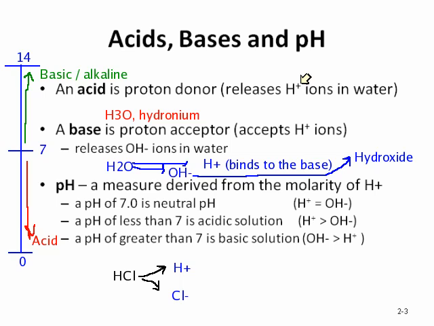A pH of less than 7 simply indicates that you have more hydrogen ions than hydroxide ions. And a pH greater than 7 means that you have more hydroxide ions than hydrogen ions. And everybody's happy when hydrogen ions are equal to hydroxide ions. Because when hydrogen ions are equal to hydroxide ions, you've got yourself a neutral solution.